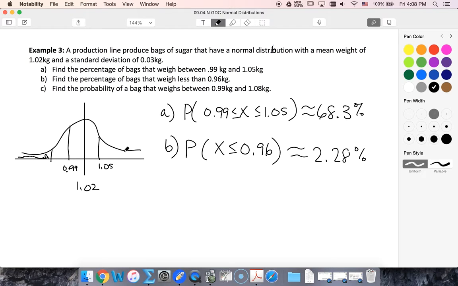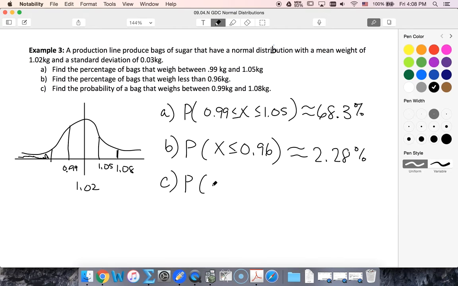Remember, between here and the matching side over here, 1.08, that's about 95%. So this is going to be less than half of 5%, and that's what we see.